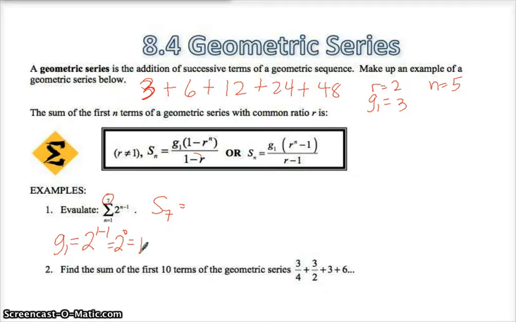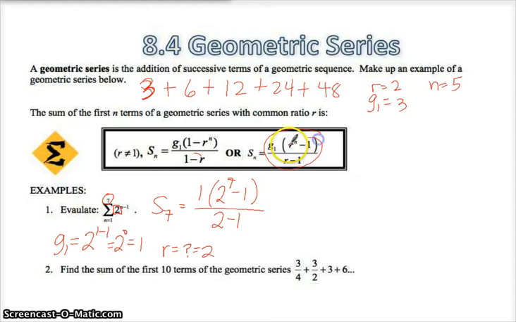What is my common ratio? How do you figure that out? You look for the number that's being raised to the power. That's going to be your common ratio. That's what we're multiplying by every single time. So in this case, we're going to multiply by 2, so my common ratio is equal to 2. So G sub 1 is equal to 1, my common ratio is equal to 2, and I'm taking it to the 7th power.